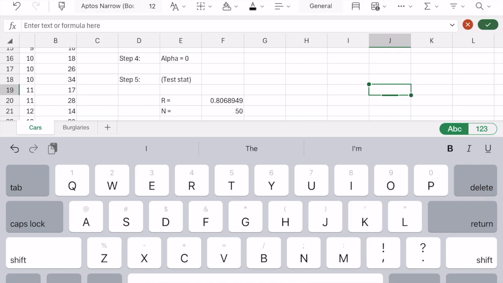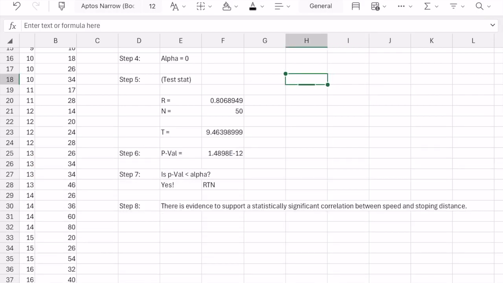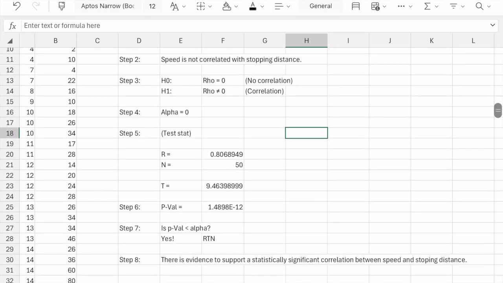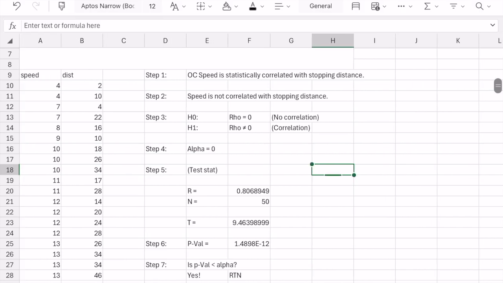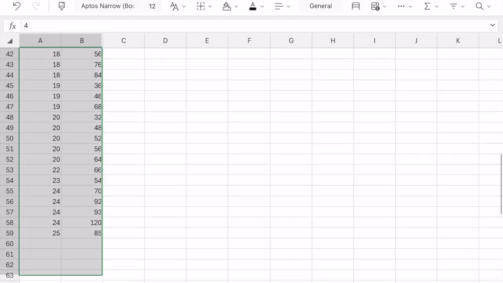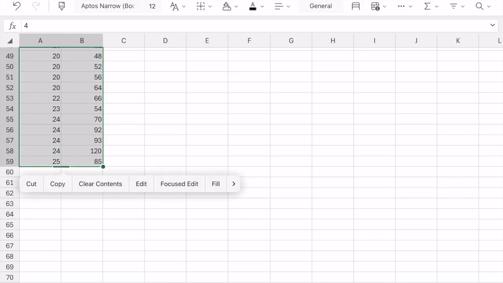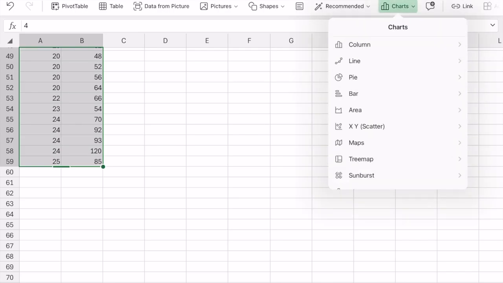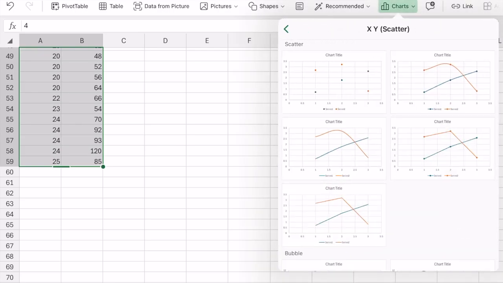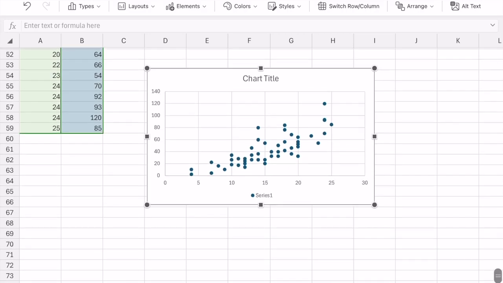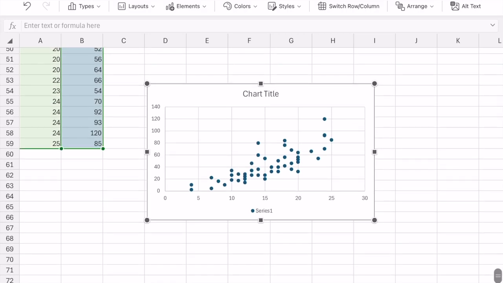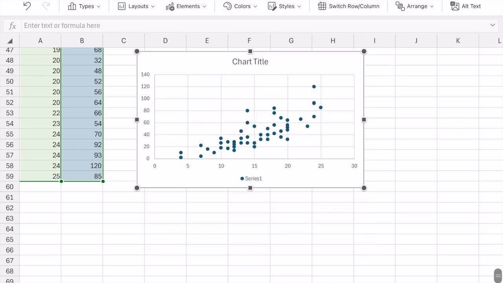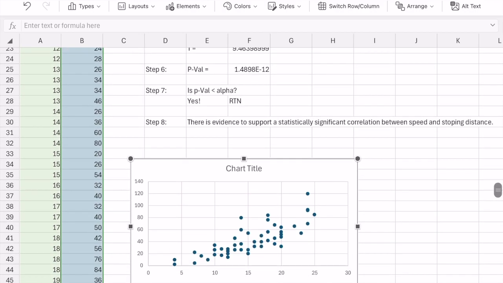Now one thing that I failed to do at the onset of this problem was simply plot the data and get an idea of whether it's sensible to even check for a linear correlation. So I'm going to select that data, go to Insert, go to Charts, go to Scatter Plot, and pick that first one. And there it gives me a nice scatter plot. Look at that. A linear correlation? Yeah, possibly. Could be. So there's my chart.